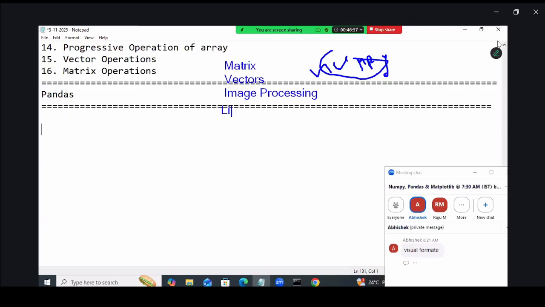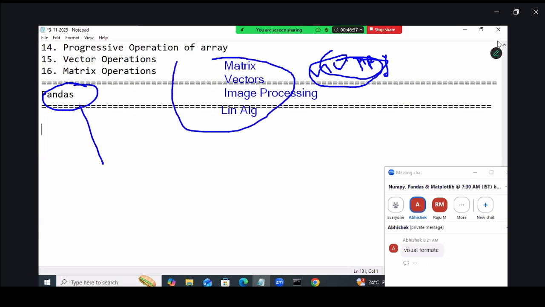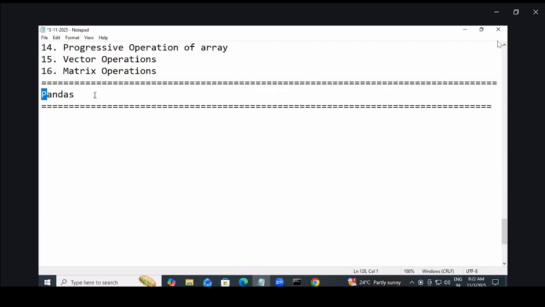Even when you are working with linear algebra, all these operations you can do using NumPy. But pandas is completely different from NumPy. So every data scientist, data analyst or business analyst must have knowledge of pandas. Now here we'll do one application or case study in pandas, not in NumPy. So we'll see one simple case study on pandas.